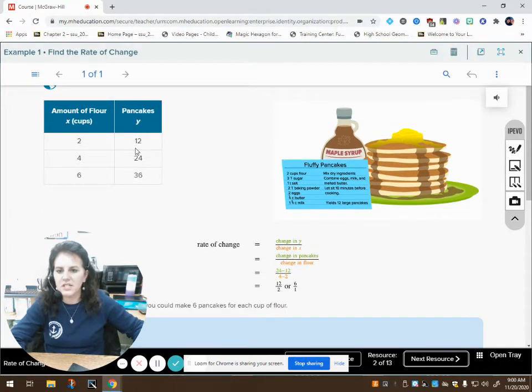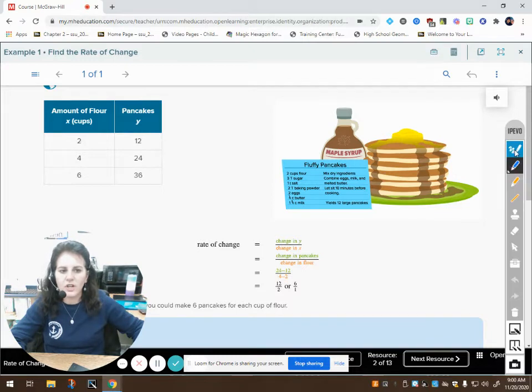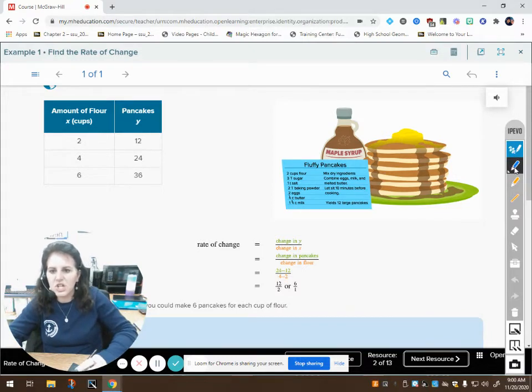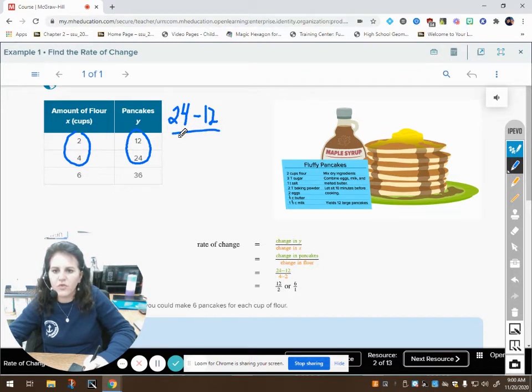So again, remember we said change in y over change in x. So the change in y, we can pick any points that we want. I'm just going to use these two. So if I use those two, I have to use these two. So the change in y, 24 minus 12 over the change in x, 4 minus 2, gives me 12 over 2, which is 6 over 1, which is nothing more than 6, which they wrote it all out over here.